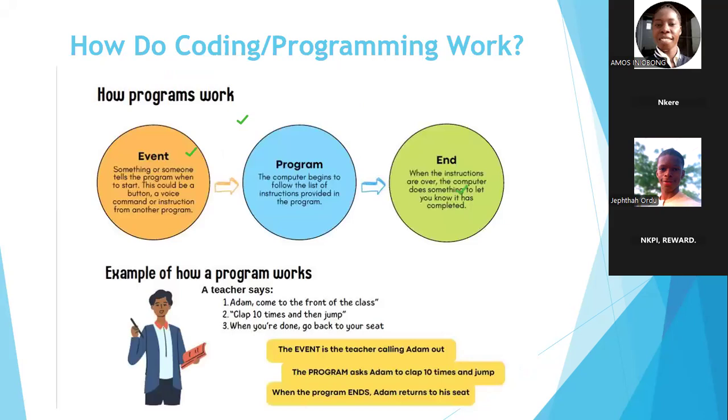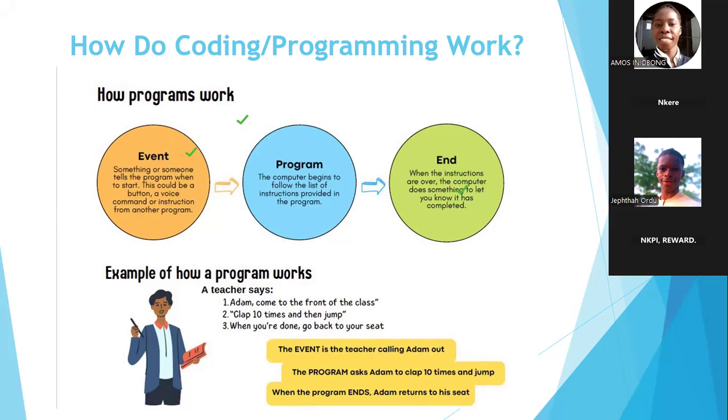So how does programming work? There should be an event that tells the program when to start. The program will begin and follow a list of instructions provided in the program, and then the end. When the instructions are over, the computer does something to let you know that it has completed. For example, there's a teacher there. You now say, Adam, come to the front, clap 10 times, then jump. When you're done, go back to your seat. So when we talk about coding or programming, that's how it works.